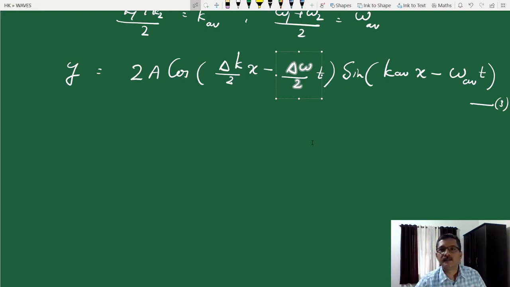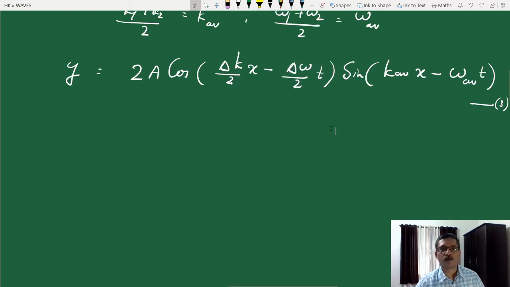So we can say that one part of the oscillating wave is oscillating rapidly with an average angular frequency. The other part is oscillating slowly with a frequency delta omega by 2. That's the frequency.